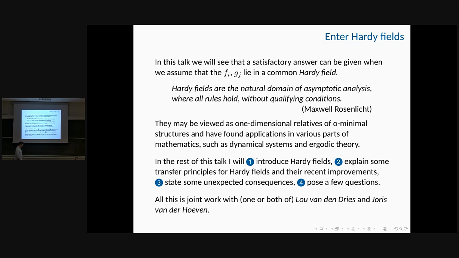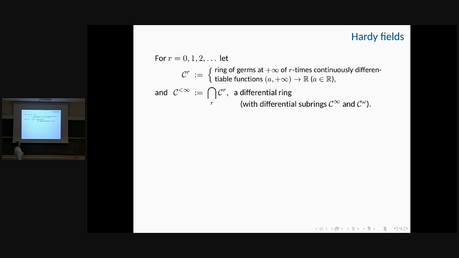Yeah, and I didn't say this before, but all of this is joint work with at least a subset of these people, Lau, Dries, and Joris van der Hoeven. Okay, so let me explain what Hardy fields are.